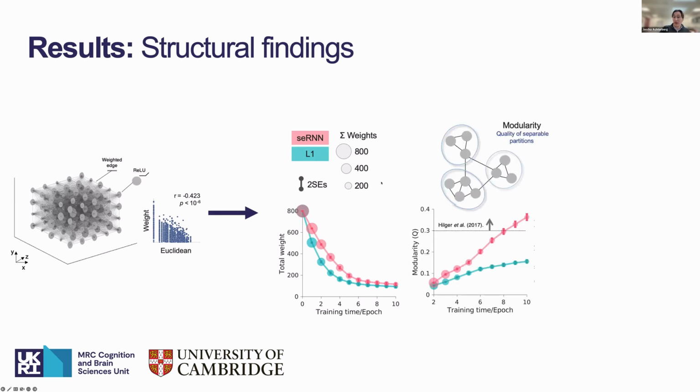If we now look at the modularity finding, we already see that across the training spectrum, our seRNNs here are way more modular than the L1 regularized networks. And we also see that the modularity value we're getting across the population on average is way closer to the value we expect to see in data compared to L1. We can do the same plot for small worldness.